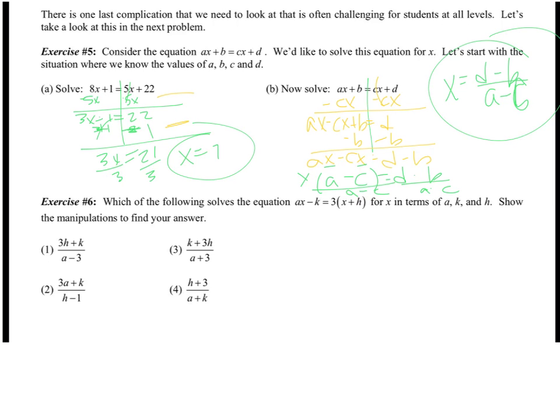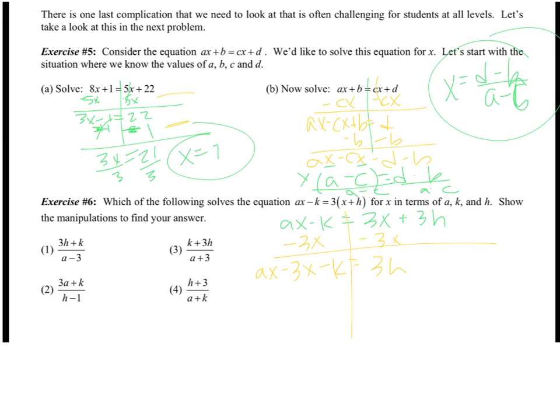So exercise 6, which of the following solves this equation for x in terms of A, K, and H? So that means A, K, and H will be in the answer. So we need to solve for x. So the very first thing we need to do is distributive property. So ax minus k equals 3x plus 3h. And now we need to get the x's to the same side. So subtract 3x from each side, and I have ax minus 3x minus k equals 3h.